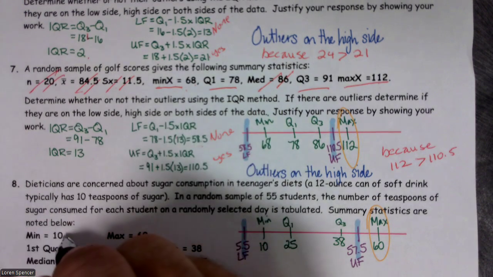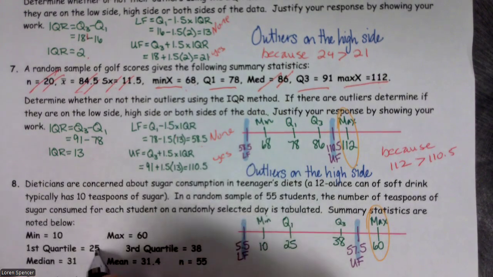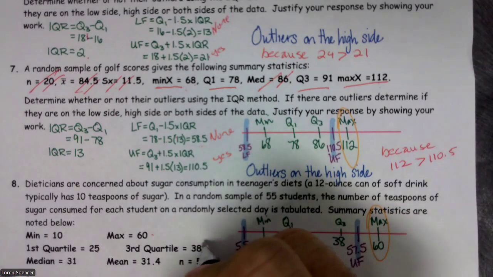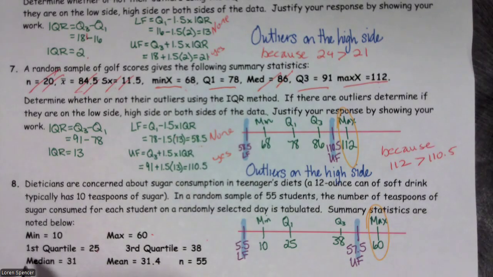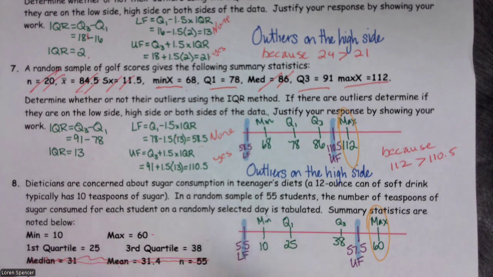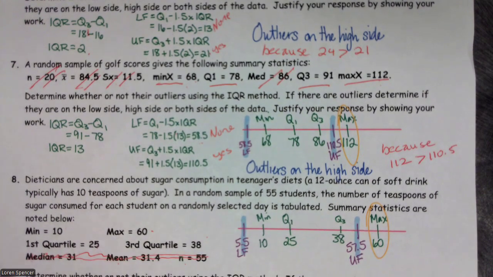All right, so the minimum is 10. We need that. Q1 is 25. We need that. Max is 60. We need that. Quartile 3, we need that. Median, mean, and sample size are important for other things, but we don't need them to calculate outliers, at least not using the IQR method.